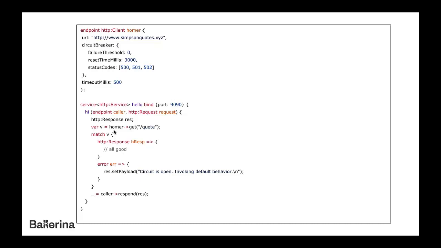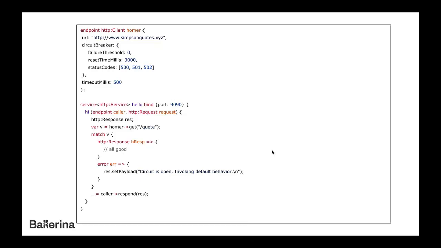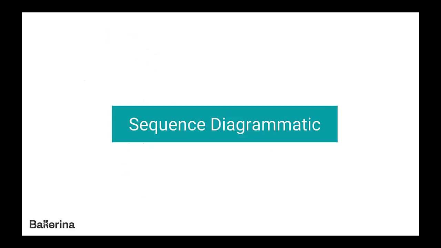So then when we are doing a call, you can see here the endpoint called Homer. We do a get to that. The response can either be the successful response or it can be an error. So error means most probably the circuit is open. We can do some other actions to handle that. So this again shows how the resiliency features of Ballerina work. They are built into the endpoint services that we offer, making it easy to program with without using any external libraries and so on.